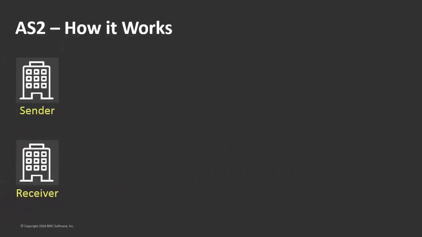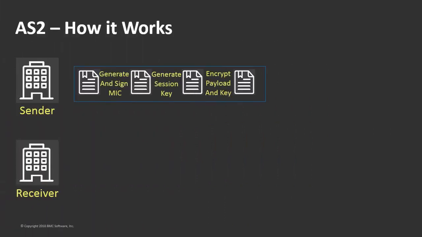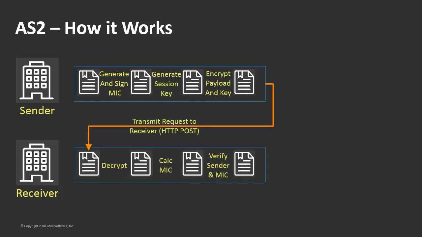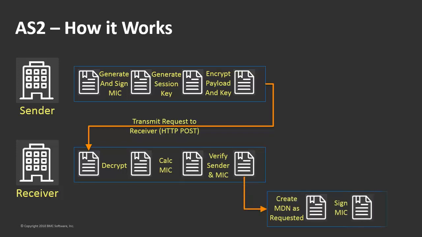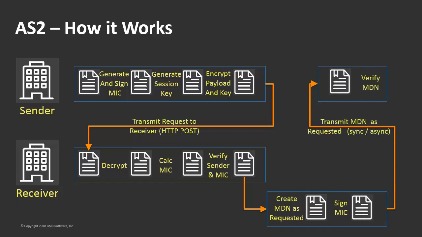Applicability Statement 2, or AS2, is a standard used to transfer EDI and other data in real time. The AS2 protocol facilitates the ability to exchange AS2 EDI messages over HTTP or HTTPS protocols. AS2 allows you to sign, encrypt, and compress the file and receive a receipt to confirm the transfer.